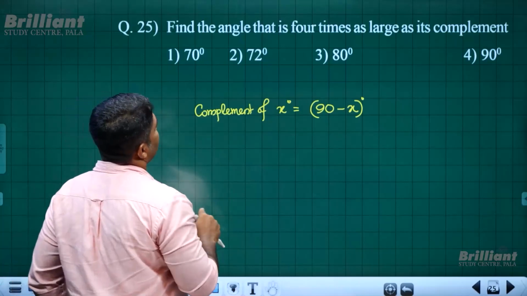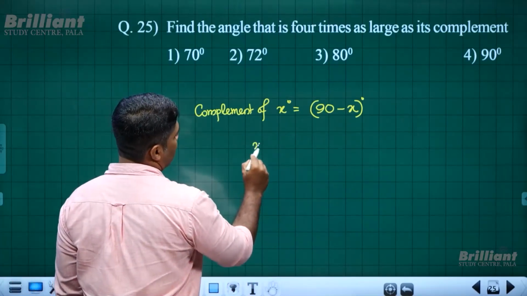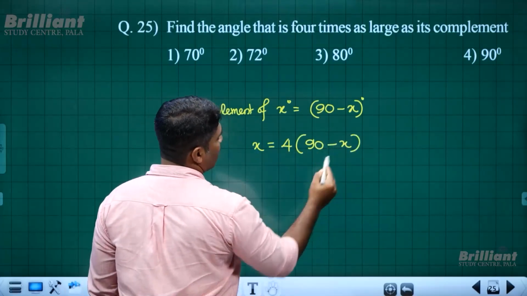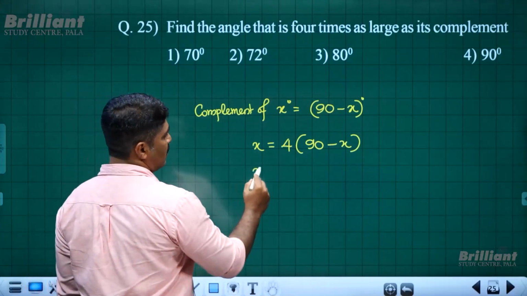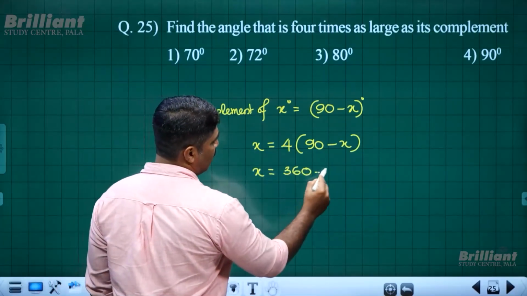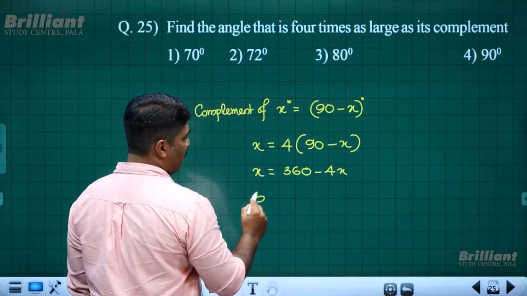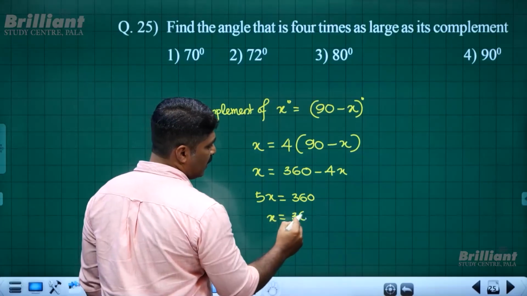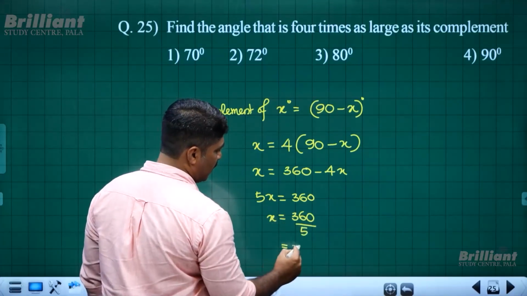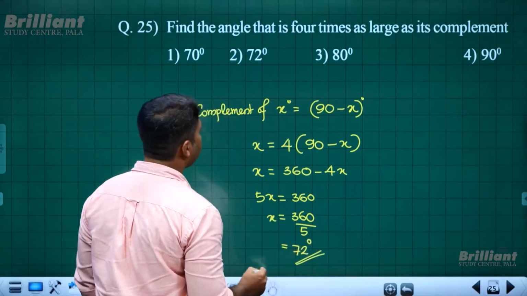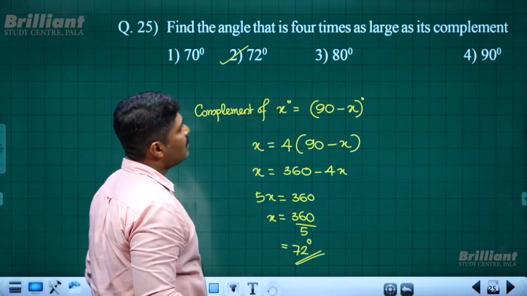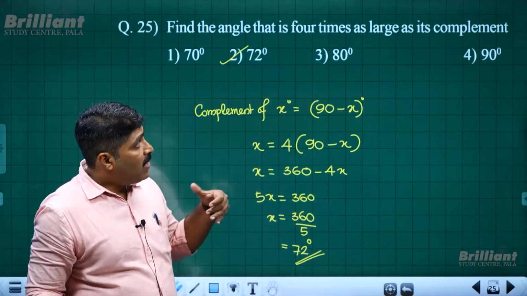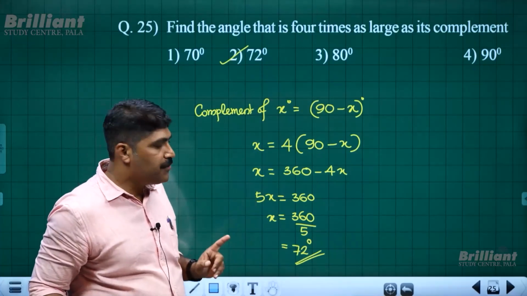In this question, it is given that one angle is 4 times as large as its complement. Then what is this x? So x equals 360 minus 4x. That is 5x equals 360, and the value of x equals 360 by 5, which is equal to 72 degrees. So this question is based on the basic idea of geometrical terminology, and based on that terminology, you can reach the conclusion easily.